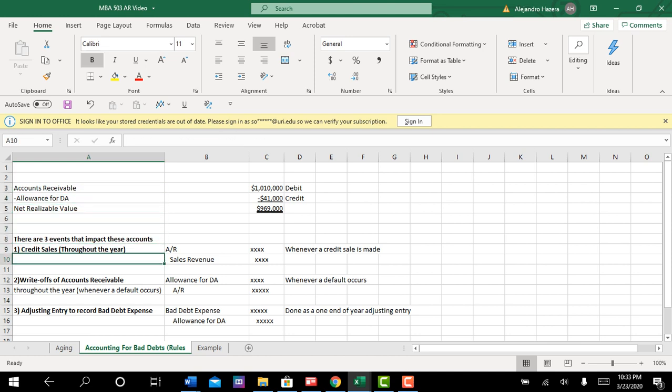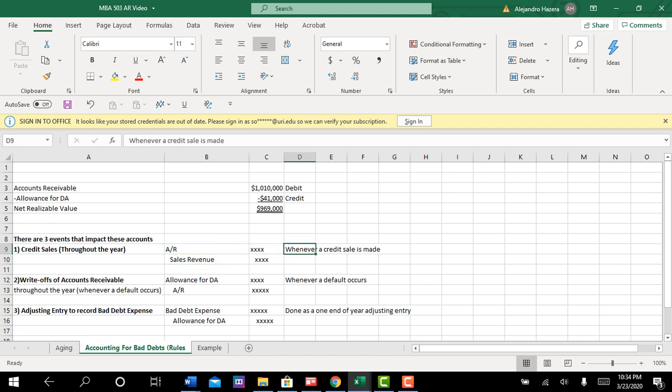Okay, so there's three events. The first event, you already know. By now, you should know this entry. These are basically your basic credit sales that you make during the year. So you sell something on credit, and you should know by now that you debit accounts receivable, and you credit sales revenue.